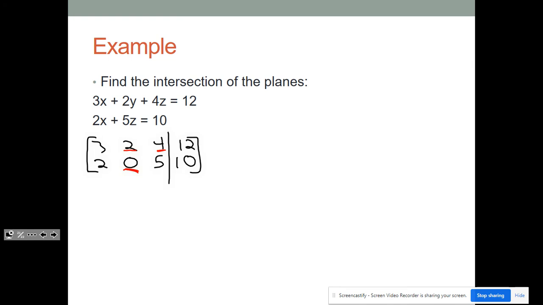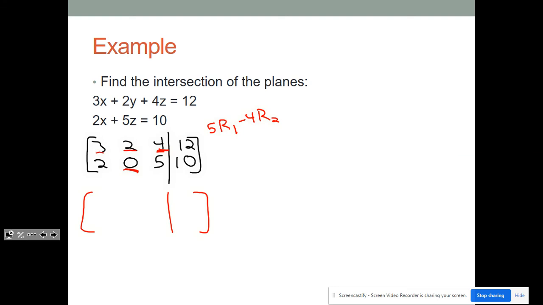So I can take 5 times my first row minus 4 times my second row, and that's going to give me a 0 right there. It's kind of like getting a common denominator. You multiply by the other coefficient and vice versa, and then subtract in this case. So we do this.